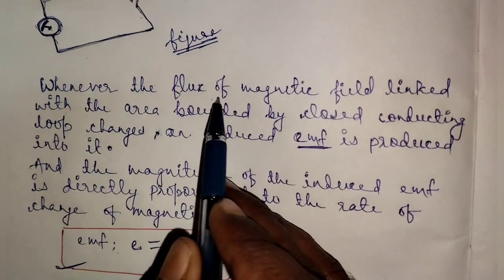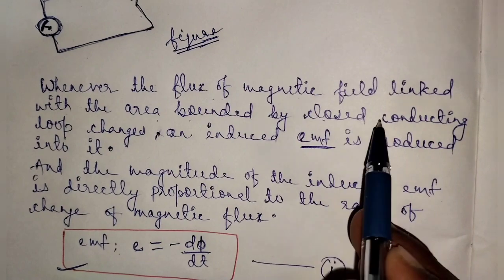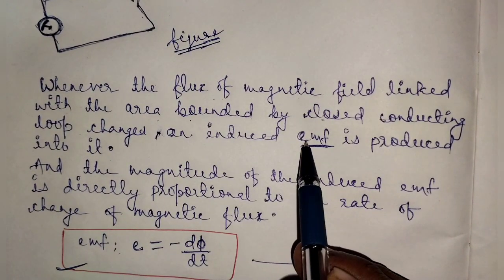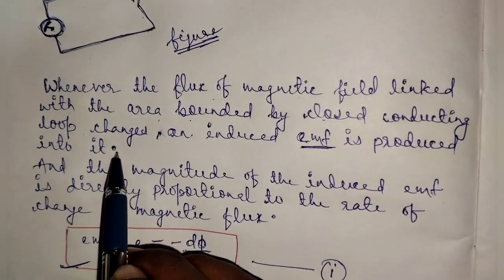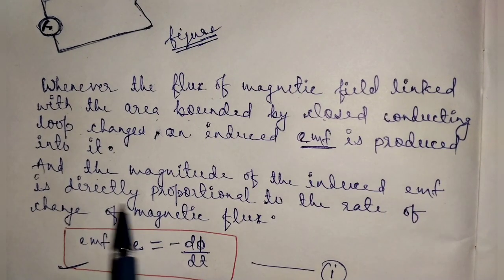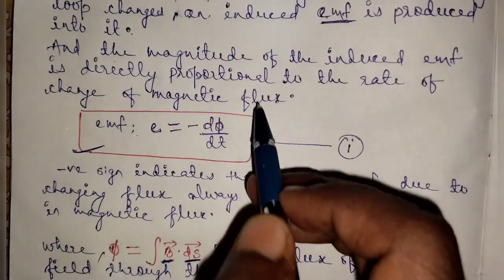Whenever the flux of magnetic field linked with the area bounded by a closed conducting loop changes, an induced EMF, which is electromotive force, is produced in it, and the magnitude of the induced EMF is directly proportional to the rate of change of magnetic flux.